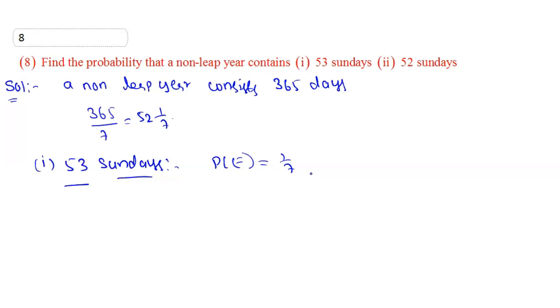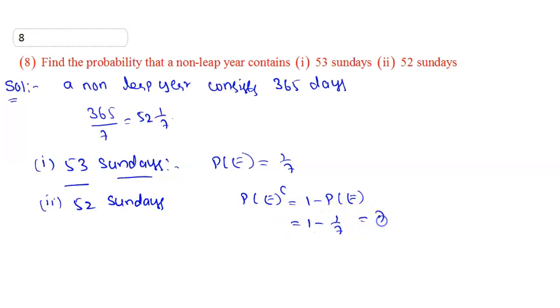So condition number 2 is what? 52 Sundays. So 52 Sundays in the sense here we need to take P of E complement. P of E complement is nothing but 1 minus P of E. That is equal to 1 minus 1 by 7. That is 7 minus 1 by 7. That is equal to 6 by 7.